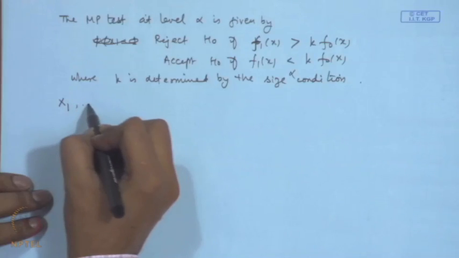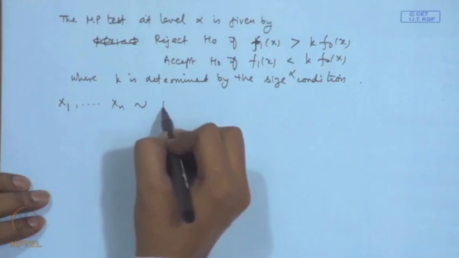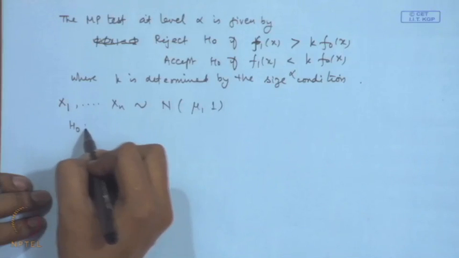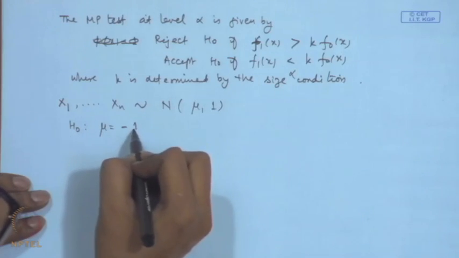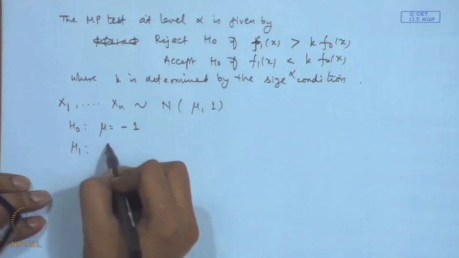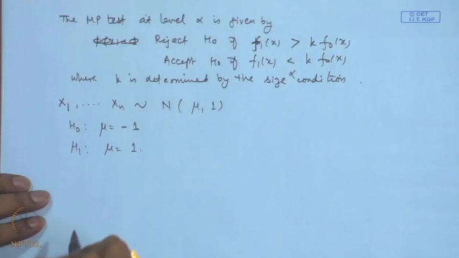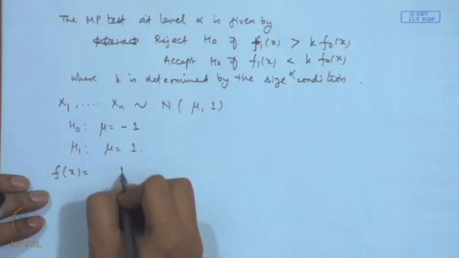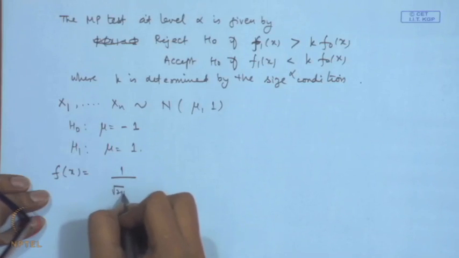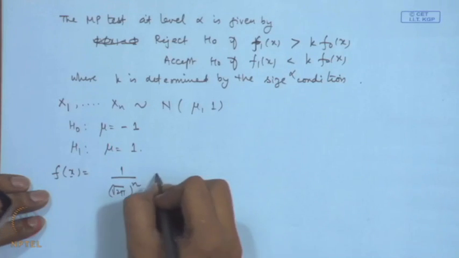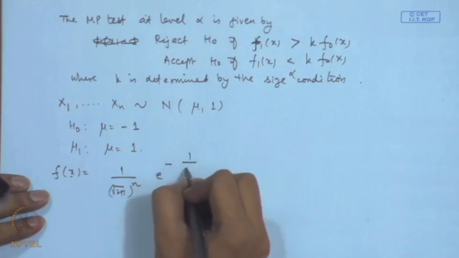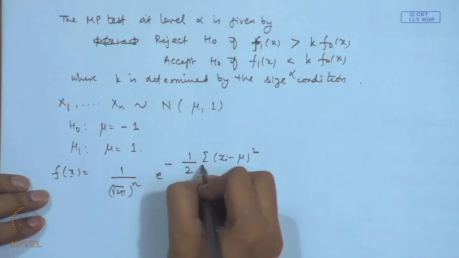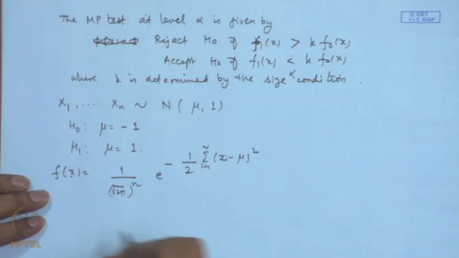Let me solve one problem. Let us consider the normal example: X 1, X 2, ..., X n following normal mu, 1, and our hypothesis testing problem is whether mu is equal to minus 1 against whether mu is equal to plus 1. Let us write down the density function here. f of x is equal to 1 by root 2 pi to the power n, e to the power minus 1 by 2 sigma of (x i minus mu) square, i is equal to 1 to n.